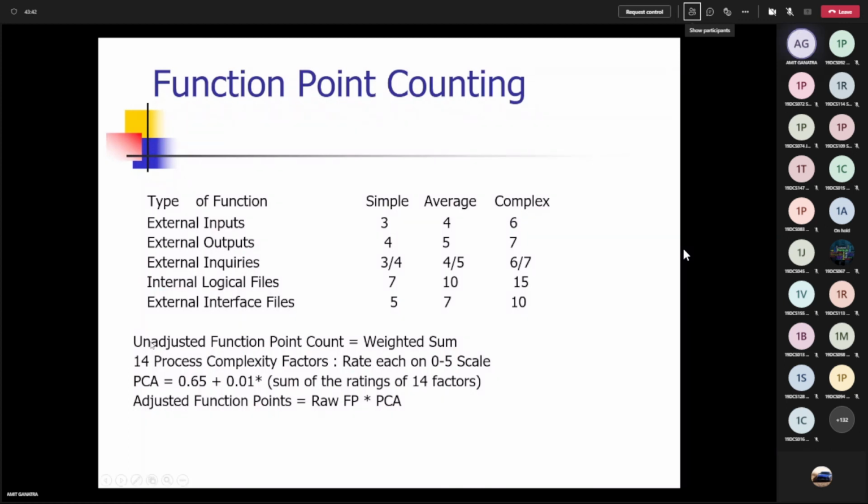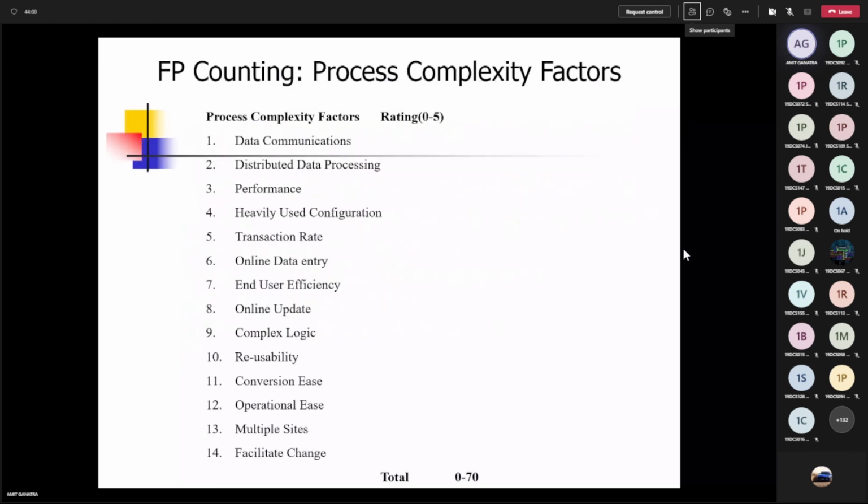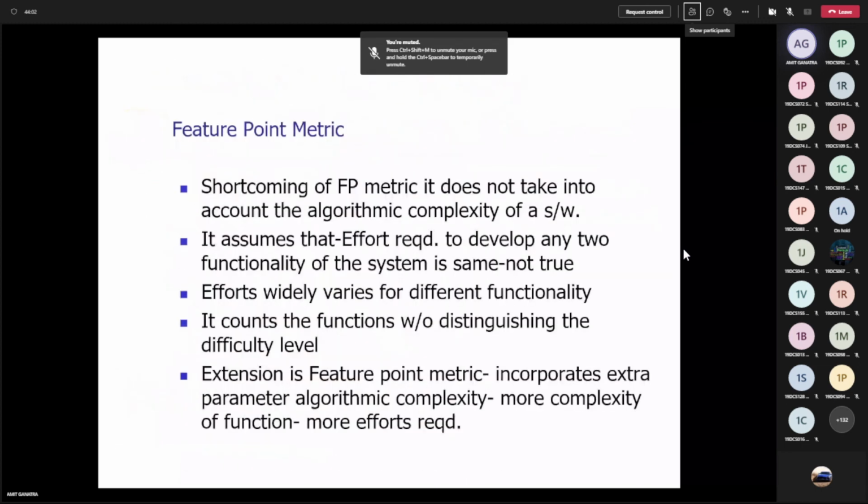So first you have to calculate the unadjusted function point. It's a weighted sum. Then you have to consider these 14 parameters and calculate the degree of influence. And then you have to put this value in this equation of TCI. That is your technical complexity factor, TCF. And then you can multiply the unadjusted function point with TCF. Then you will get the overall function point.